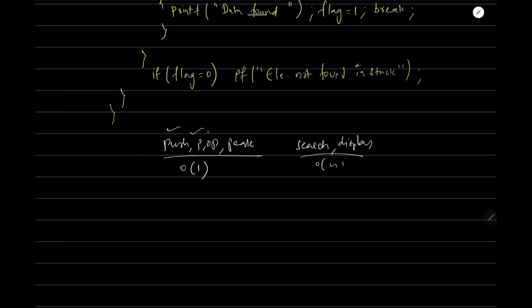So in push, pop, peek, these three are order of 1, and in the rest of the cases it is order of n. The complexity is order of n.